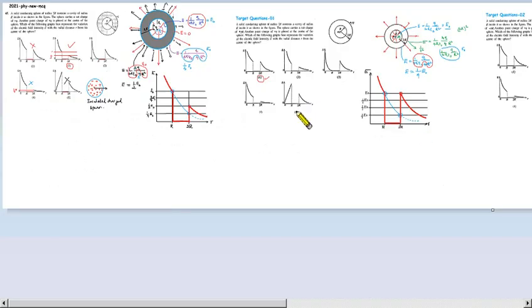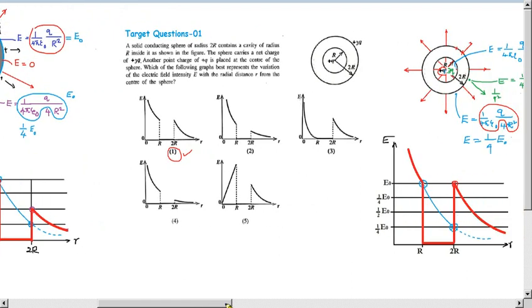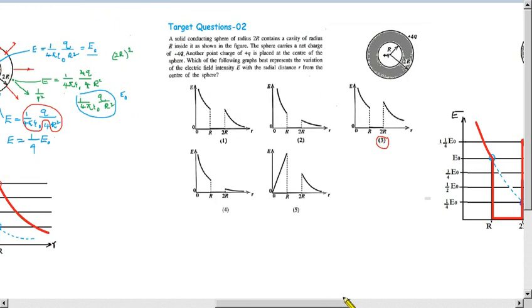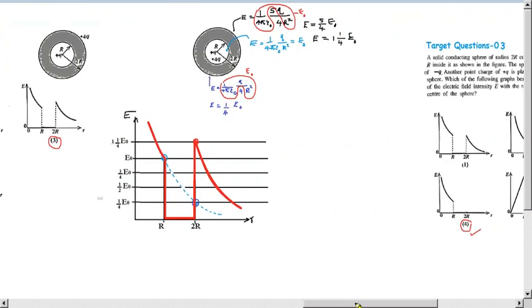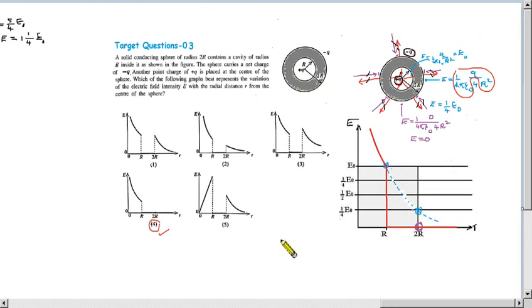So children, I think you are happy. Let us conclude what we have done. First we did this original question number 45, MCQ 1. Then we did target question 1, and also target question 2 and target question 3. So today we did 3 target questions and also the original A-level MCQ question.